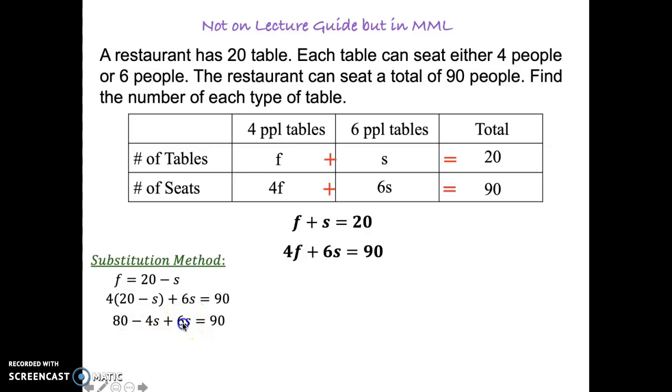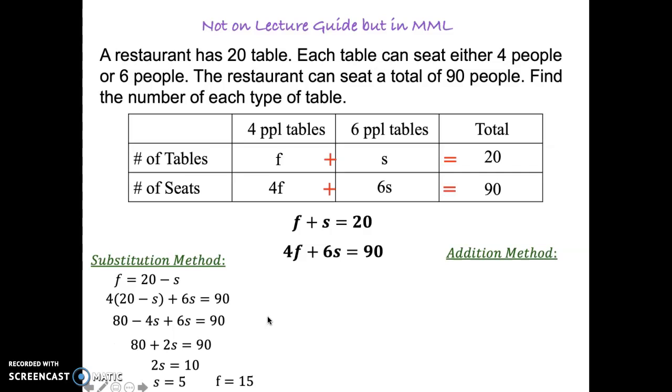Combine like terms right here. 80 plus 2S is 90. I'm going to subtract 80 from both sides and divide both sides by 2. I have 5. S stands for 6-person tables, so I have 5 6-person tables. So if I have 5 6-person tables, some number plus 5 is 20, F has to be 15. I have 15 4-person tables and 5 6-person tables.